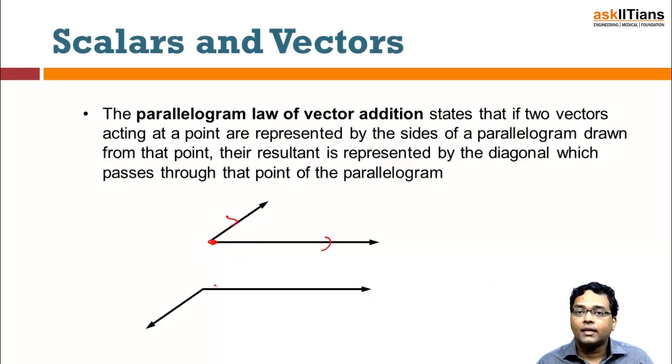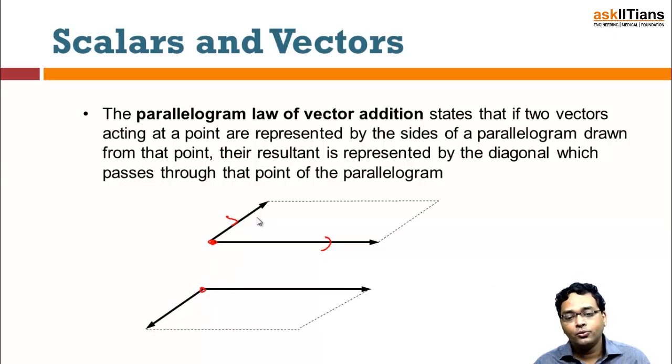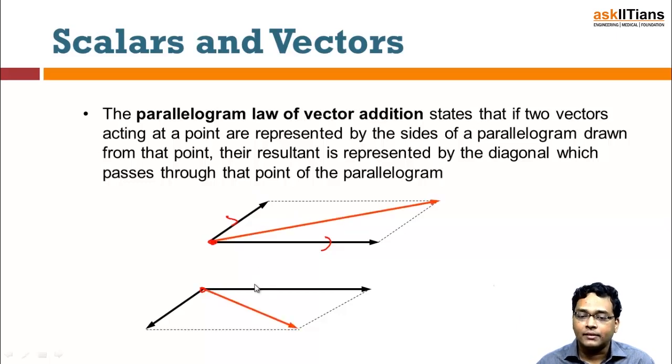So they both are starting from this particular point, right? Or it can also be possible that it is in the opposite direction. Now what you do is you just draw parallels to both these vectors. When you draw parallels, the resultant is going to be given by the diagonal. The diagonals give you the net resultant of the two vectors.